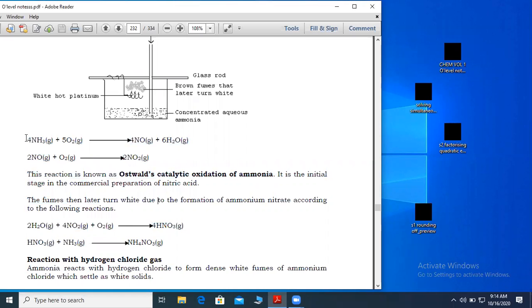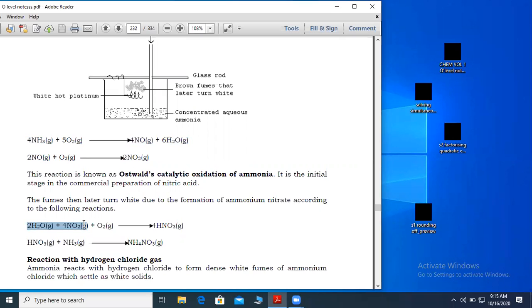The first equation is this one, where ammonia reacts with oxygen and in presence of a catalyst, which is platinum, forming nitrogen monoxide. Then the nitrogen monoxide formed there is oxidized because it is unstable. It is oxidized to nitrogen dioxide, which is a brown fume. This is equation number 2. The final equation where you should end is here.